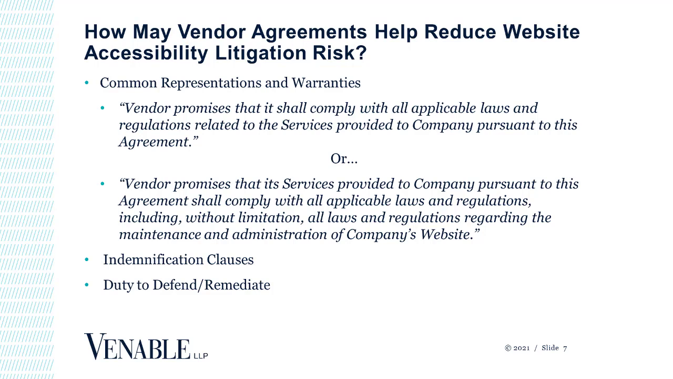Consider then the second example here, which says vendor promises that its services provided to company pursuant to this agreement shall comply with all applicable laws and regulations, including without limitation, all laws and regulations regarding the maintenance and administration of company's website. That gets us a little bit closer to a place where we want to be. It's a little clearer, and it provides the organization a much stronger basis to claim that the vendor promised that the website it was designing for your organization would comply with all applicable laws.